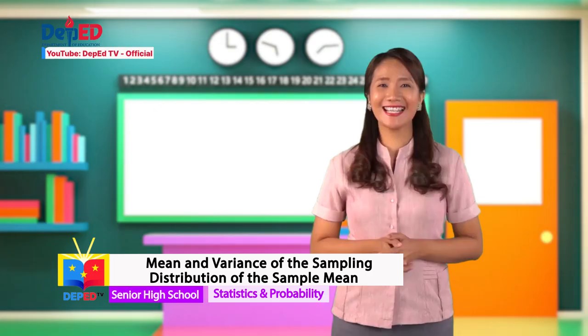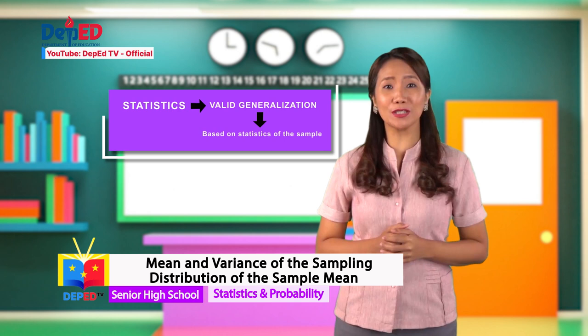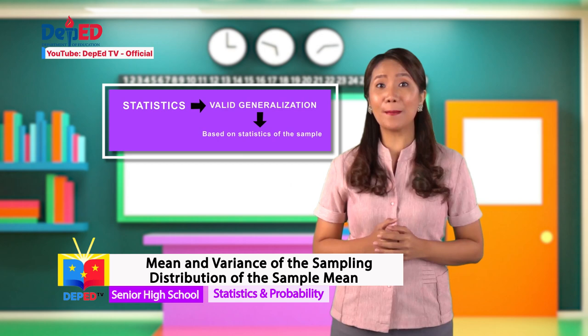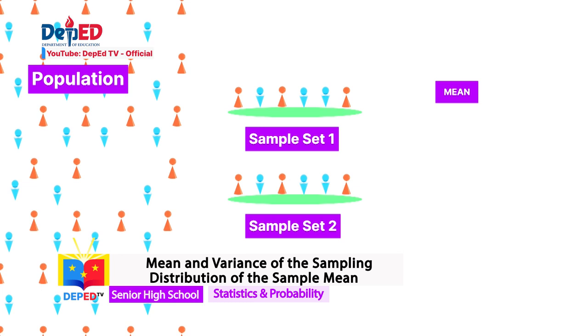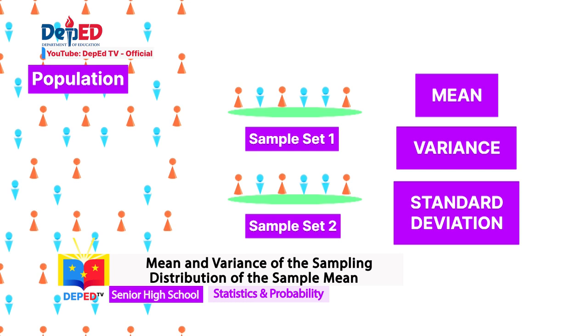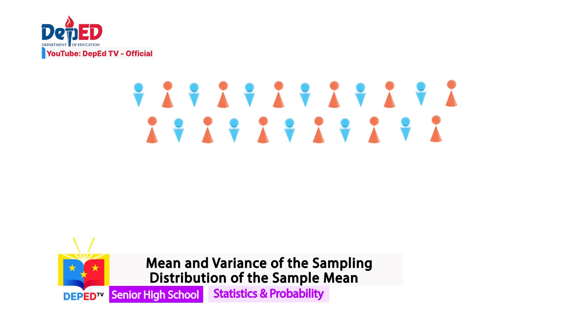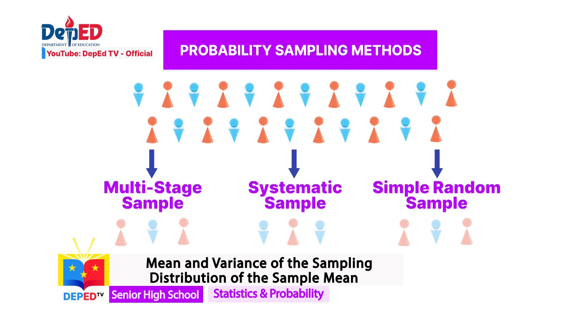As stated from the previous lessons, one of the most important uses of statistics is to come up with a valid generalization of the population based on statistics of the sample. Since many samples can be chosen from the same population, each sample having its own statistics, the mean, variance, standard deviation, is quite different from those of other samples. The variation poses a problem regarding the reliability of the characteristics of the population estimated from one sample. However, if the samples are probability samples, the reliability of the results can be measured, and at the same time, the parameters can be estimated with a high degree of confidence.